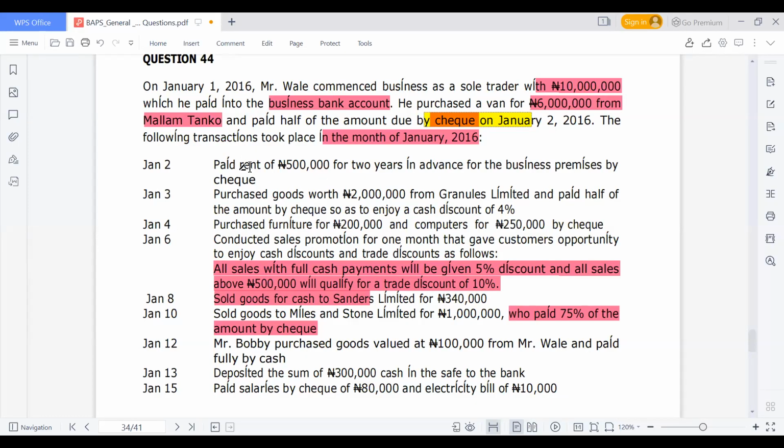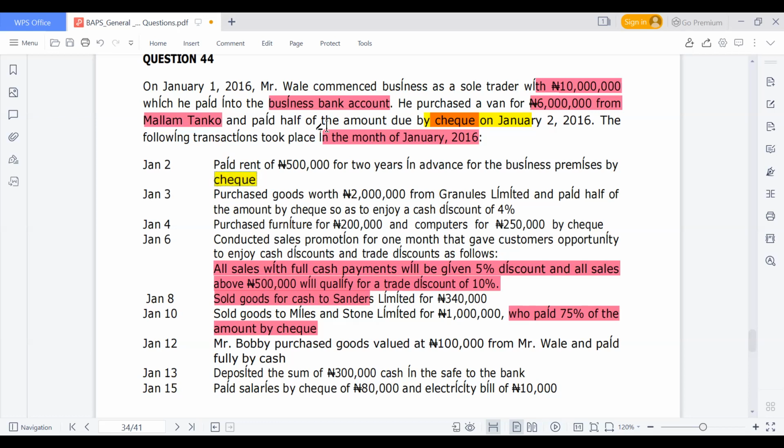Then on January 3rd, he paid rent of 500,000 for 2 years in advance for business premises by check. I informed you before, once we hear about check, it means that we are referring to bank.